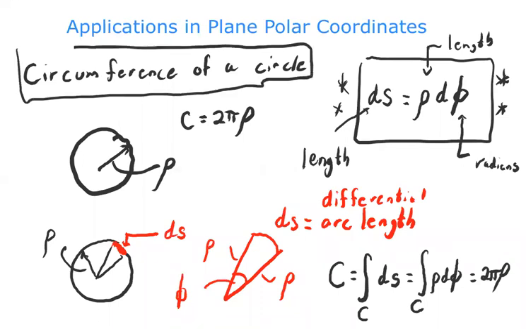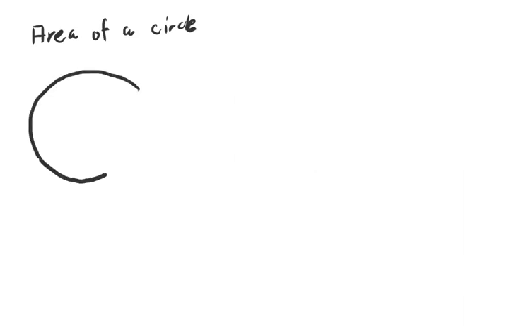Okay, let's look at another example of how to use plane polar coordinates. Suppose you want to calculate the area of a circle. So in fact, here is a circle of radius r. High school mathematics tells me exactly what that area is. It's pi r squared. But I want to try to figure out another way to get this answer, or in fact, to prove this answer.